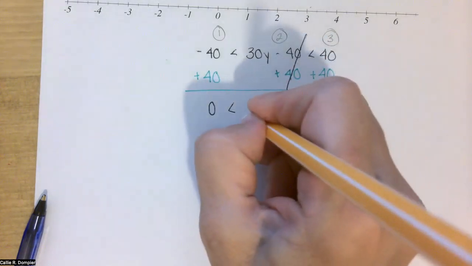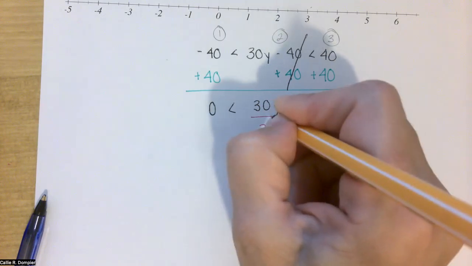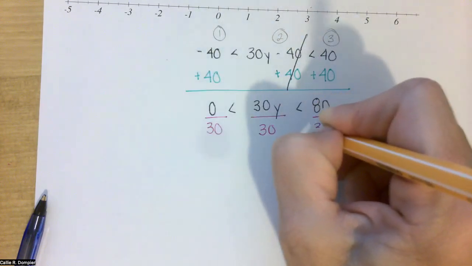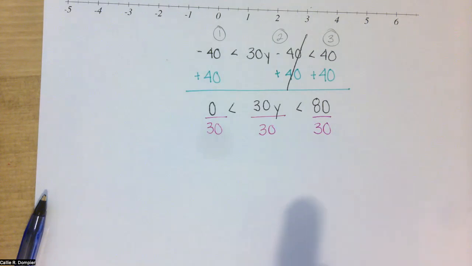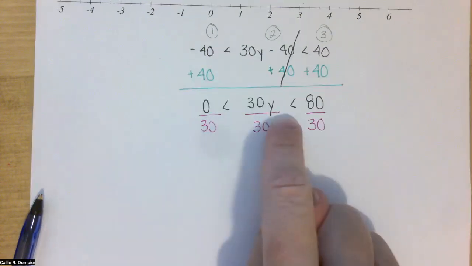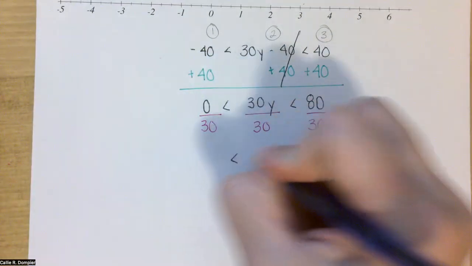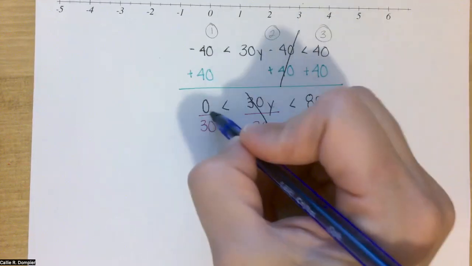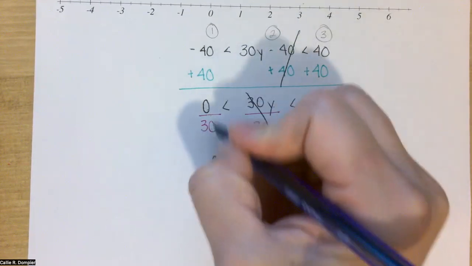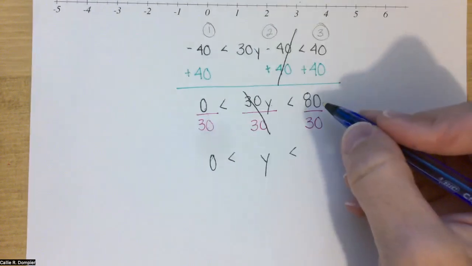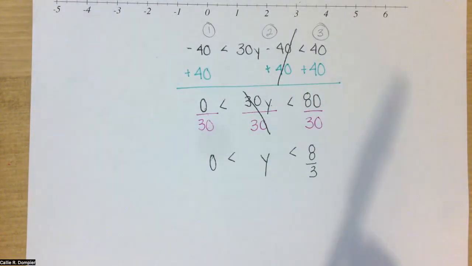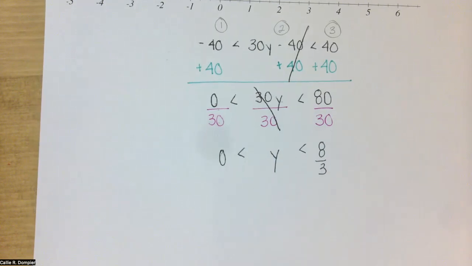y is being multiplied by 30, so we want to divide it by 30. Anything I do to the middle, I'm going to do to the left and to the right. Okay? This is not a negative 30, so those signs remain the same. 30y divided by 30 just leaves us with y in the middle. 0 divided by 30 is just 0 because 0 divided by anything remains 0. 80 divided by 30 is 8/3 if you put it into the calculator, okay?